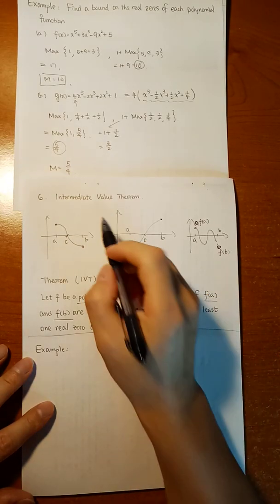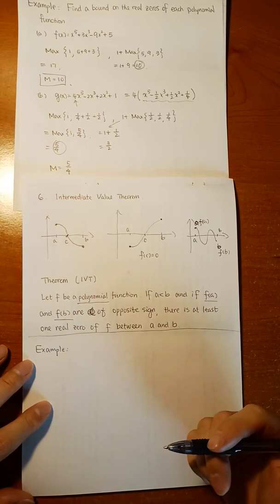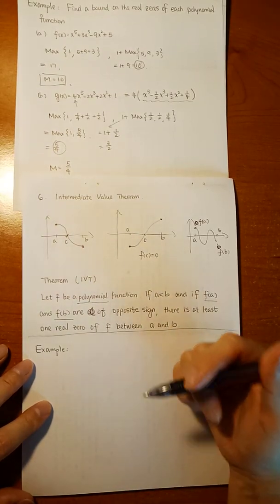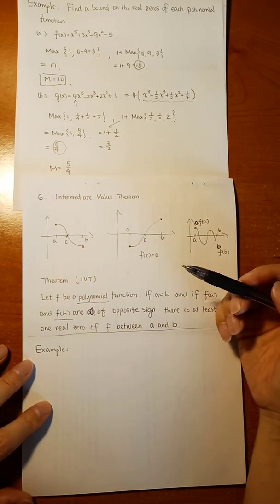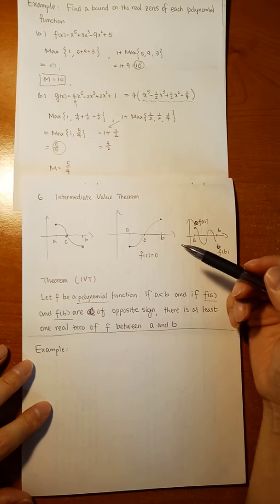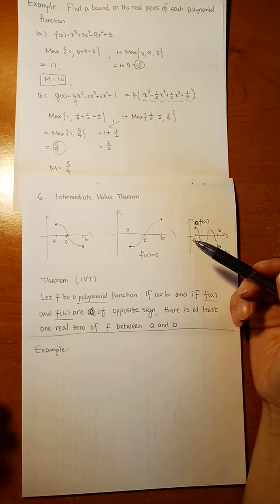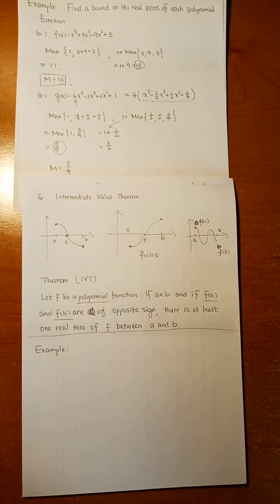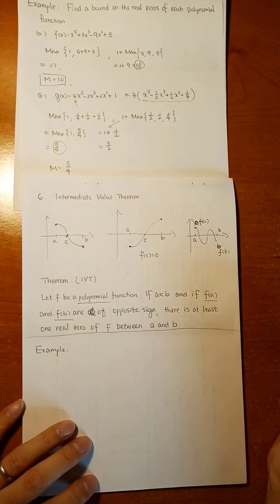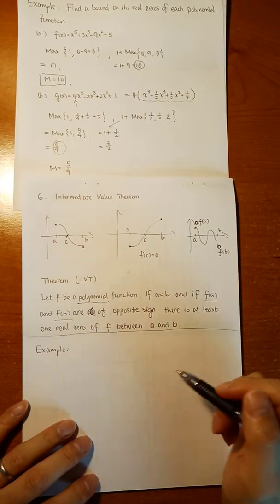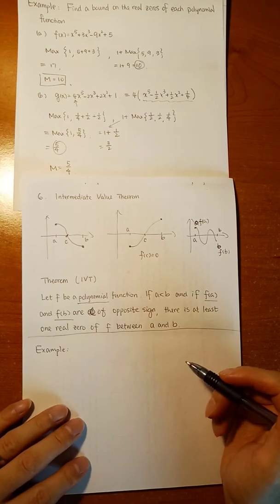IVT is a universal name for this theorem. We also have a lot of theorems with names, like the factor theorem, the remainder theorem. Those theorems have names in this textbook. They may have different names in another textbook, but IVT is always called IVT.